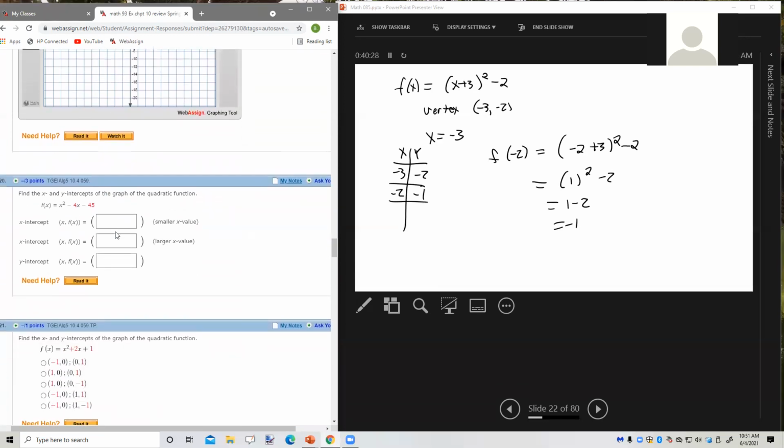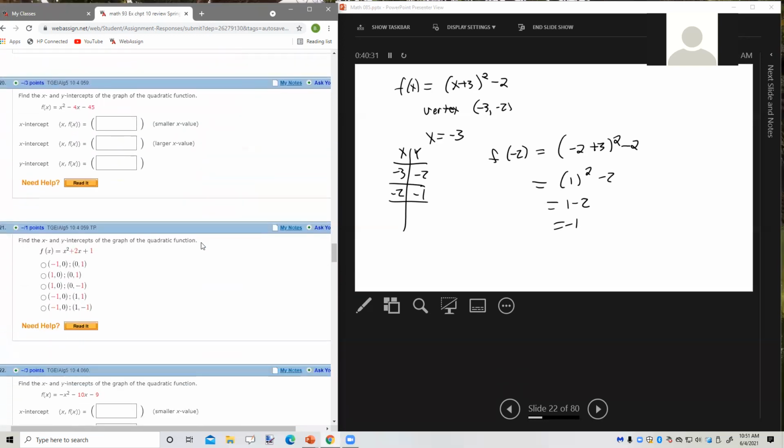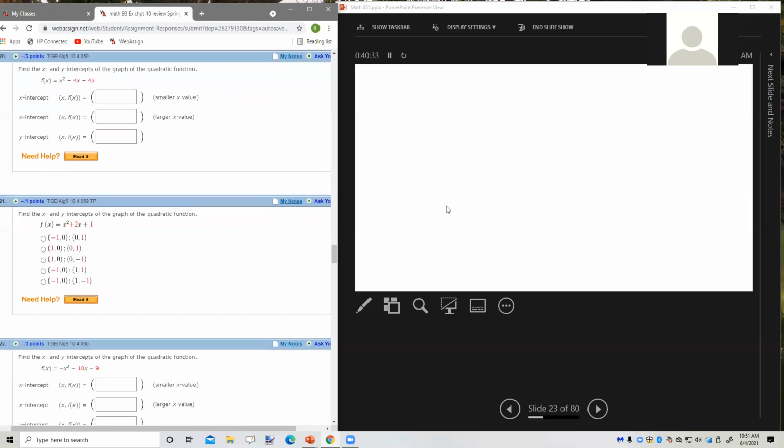Okay. This is basically the same thing. Let's do this one because it talks about x and y intercepts. Find the x and y intercepts of the graph of the quadratic function. F of x equals x squared minus 4x minus 45. Recall, to find x intercepts, you set y equal to 0. And to find y intercepts, set x equal to 0.